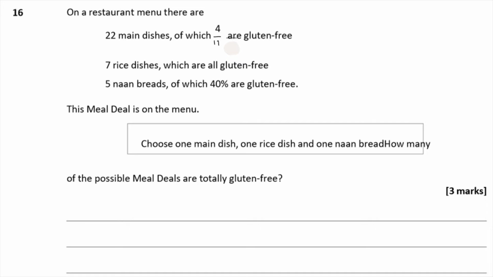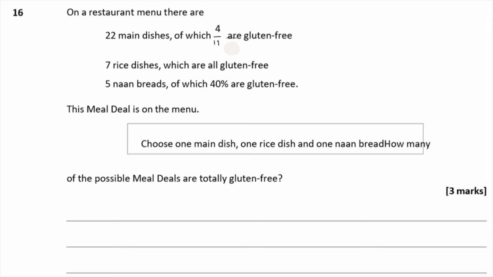Question 16. On a restaurant menu, there are 22 dishes, of which 4/11 are gluten-free, 7 rice dishes, which are all gluten-free, and 5 naan breads, of which 40% are gluten-free. This meal deal is on the menu. Choose one main dish, one rice dish, and one naan bread. How many of the possible meal deals are totally gluten-free?